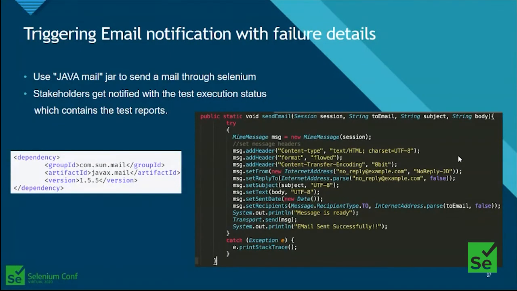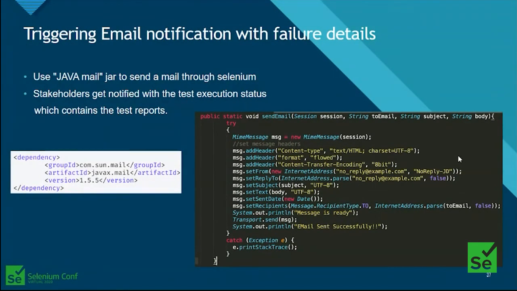Now, like Slack, you can also trigger a mail notification for high priority test cases in case they fail. For this, you can use the JavaMail jar in your project, or instead use the dependency in your pom.xml file. Here is a code snippet which I pasted here. It's used for sending the mail, where you have to pass the subject, message, and the recipient email IDs.